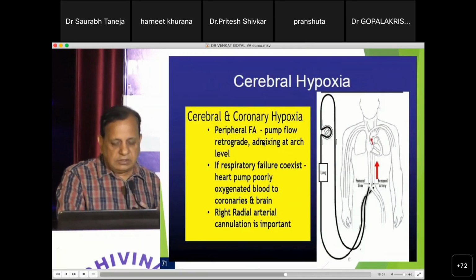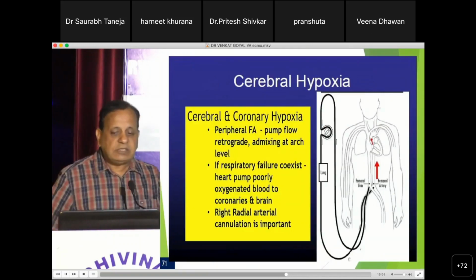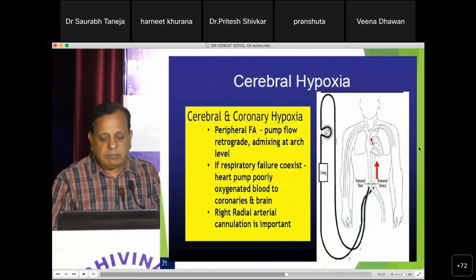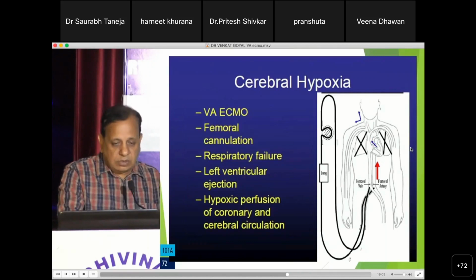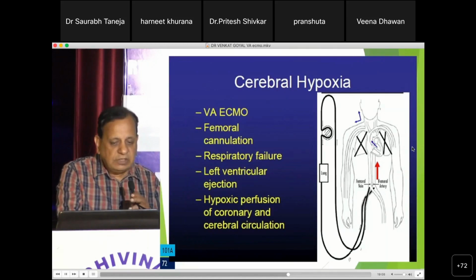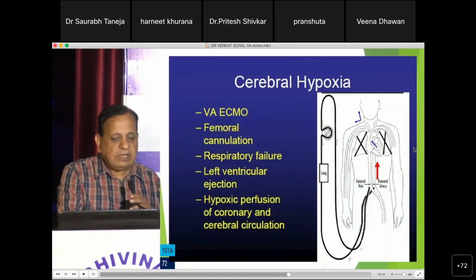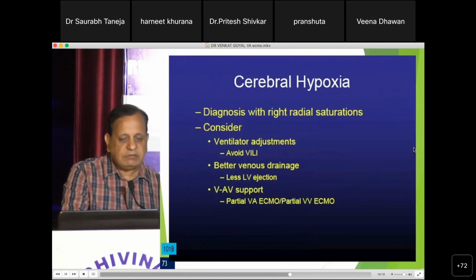Okay, the second topic is cerebral hypoxia. Cerebral and coronary hypoxia is because of deoxygenated blood going into the ascending aorta. So what are the options? You look for an alternative method for cannulation. You look into the respiratory failure, look into the left ventricular ejection, and try to shift the hypoxic perfusion onto the right side instead of the left side.